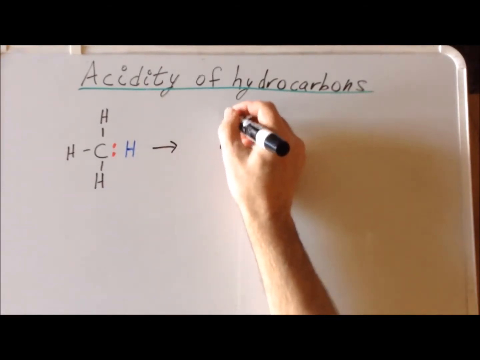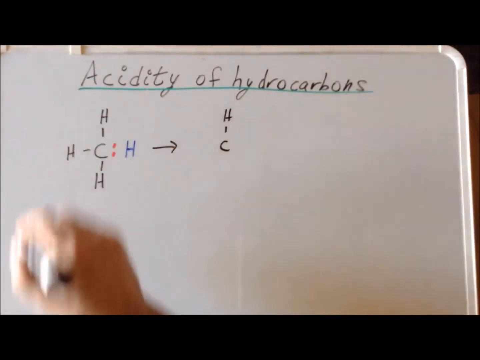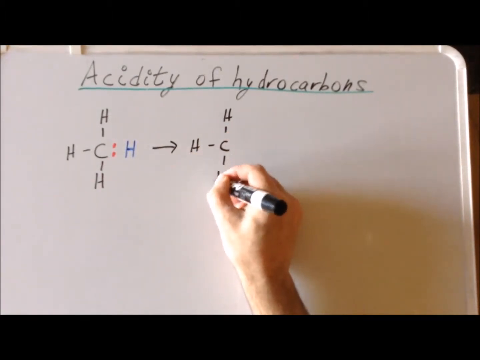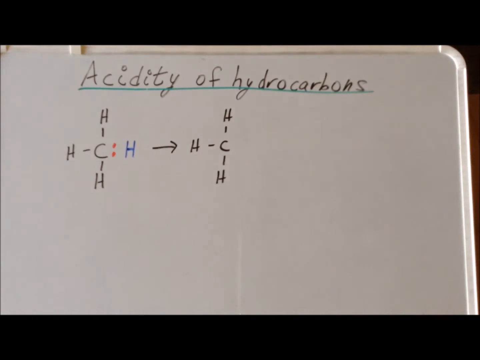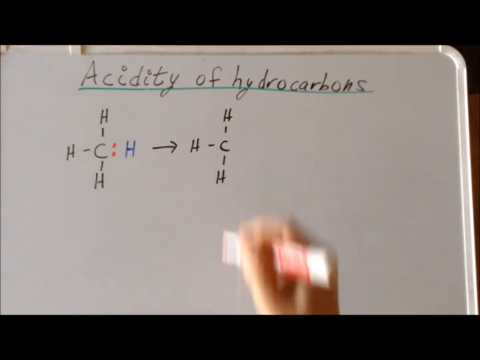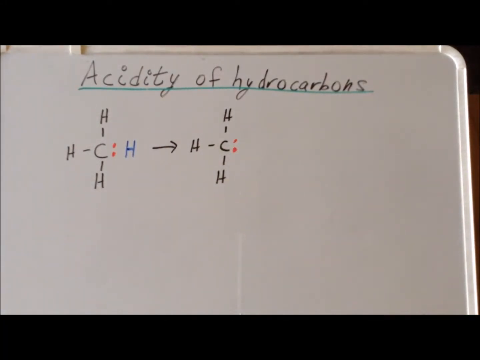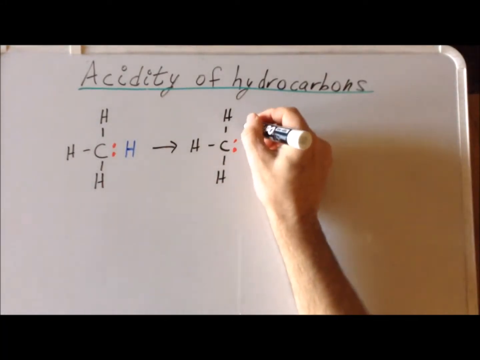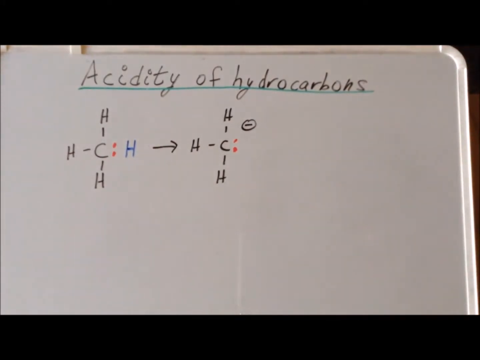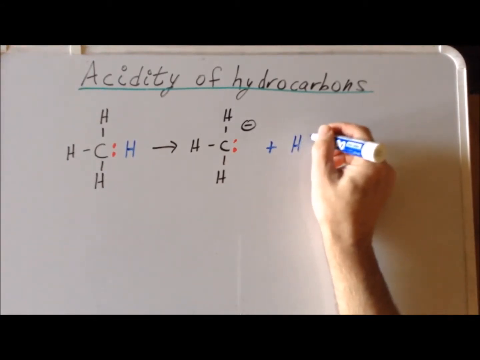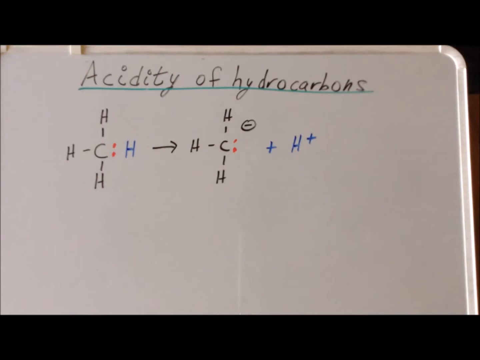So we have our unaltered methane molecule to the left, and it reacts in such a way that it loses a proton, leaving the conjugate base, the methyl anion, and a free proton. So we can do it in terms of the equilibrium constant, which is a common way to do it.